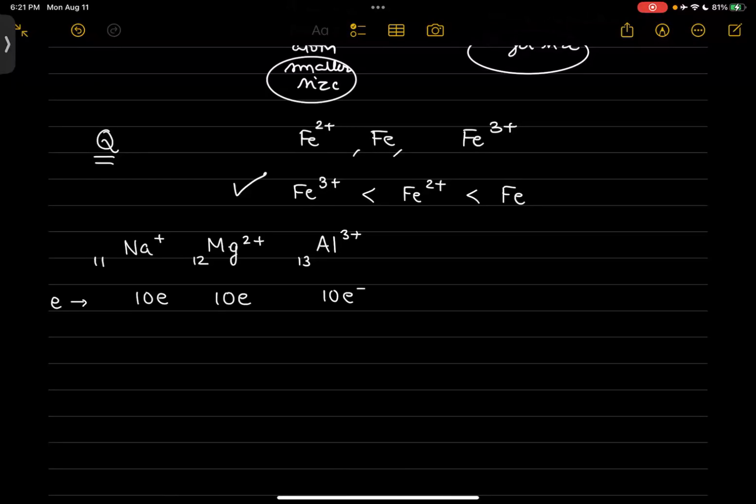So these species are known as isoelectronic species. Got it? Yes, sir. What are isoelectronic species? Which have the same number of electrons. Got it? Yes, sir.